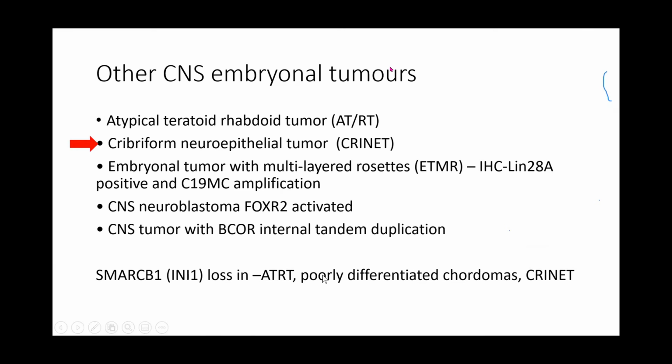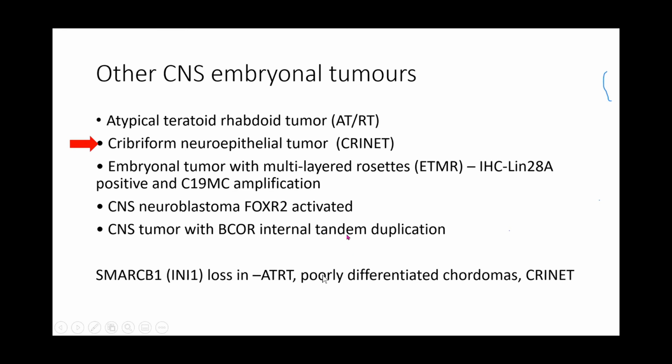Amongst the other CNS embryonal tumors, we all know about these entities: the ATRT, which was defined by INI1 loss, the embryonal tumor with multi-layered rosettes, ETMR, which was defined by its C19MC and LIN28A, and the CNS neuroblastoma in the last classification. But in the new classification, a new entity has made an entry called the cribriform neuroepithelial tumor, or the CRINET, and the CNS neuroblastoma has a molecular definition of FOXR2 activation or CNS tumor with BCOR internal tandem duplication.